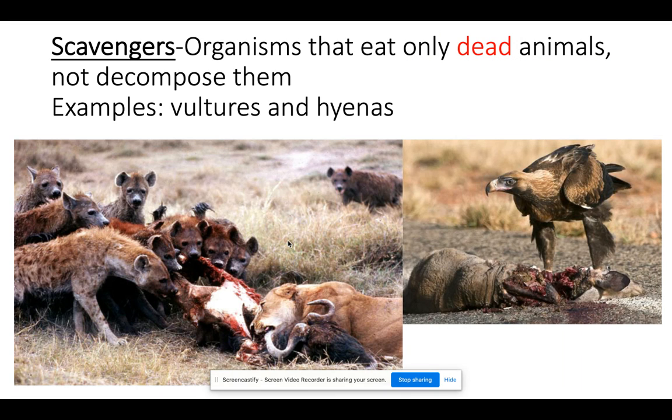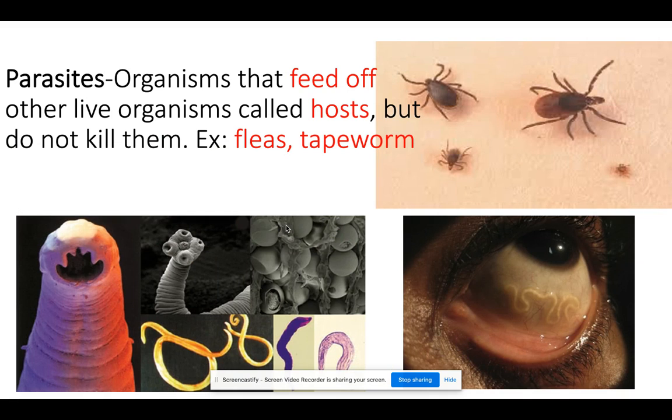Scavengers. Now, these are a little bit different than decomposers. They don't break down animals, they eat dead animals. They do not decompose them. The biggest examples that you'll see, vultures and hyenas. They eat dead animals. So they kind of wait for the animal to die or to be killed by a lion or something else, and they kind of eat the dead carcass of those animals. So those are called scavengers.